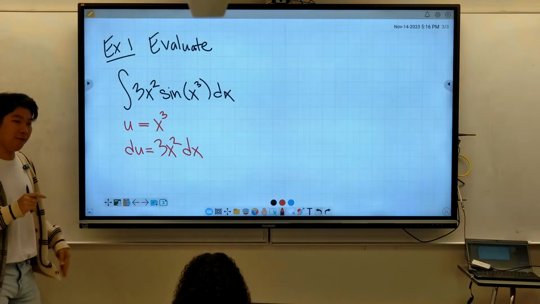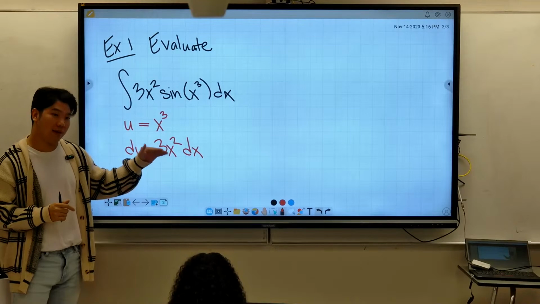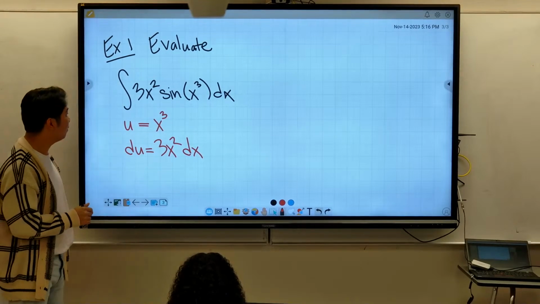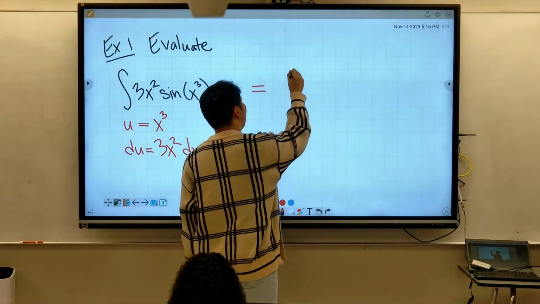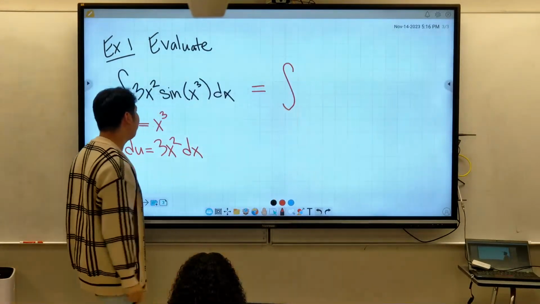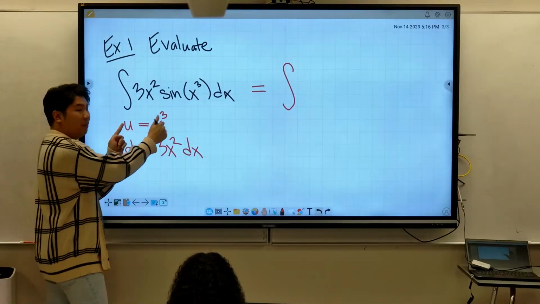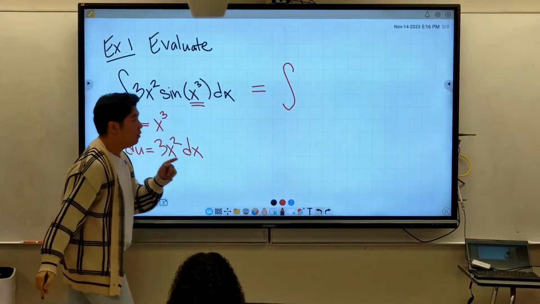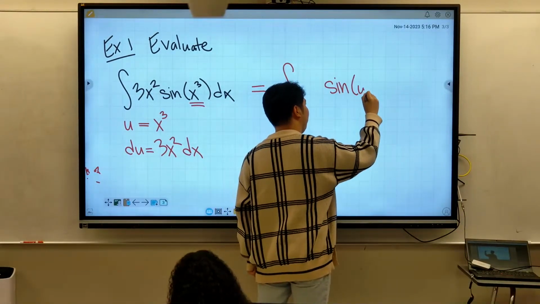Yes, you can think of it that way. We took the derivative of x, so we put a dx there. And we're going to see why that is helpful for me here. So if I want to rewrite this integral, I replace x cubed with a u. So this is u now. So let me write that down. That's sine of u.